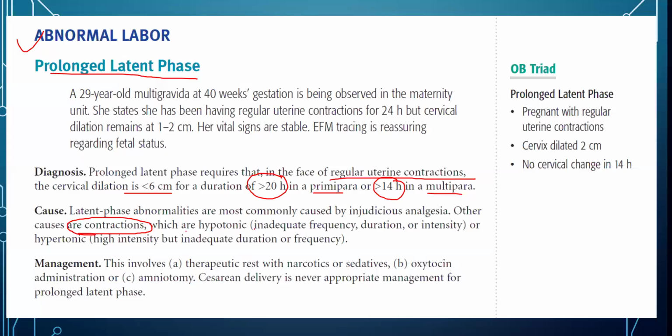So if contraction is hypotonic, that means the duration or intensity of the uterine contraction is not normal, or it's low. Or it could be that the patient is getting highly intense contractions, so more contraction, but not enough contraction. You can say it's contracting heavily, but it's not happening frequently. So basically, either contraction is low or contraction is very high.